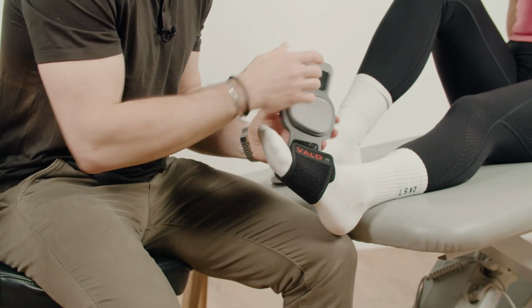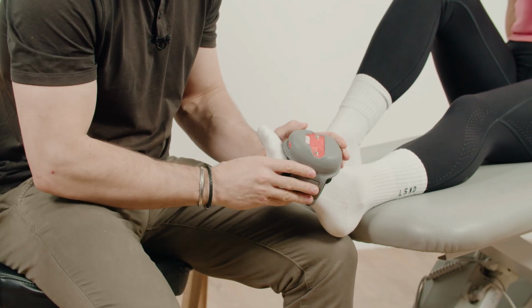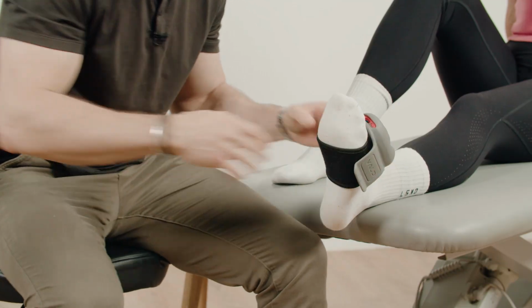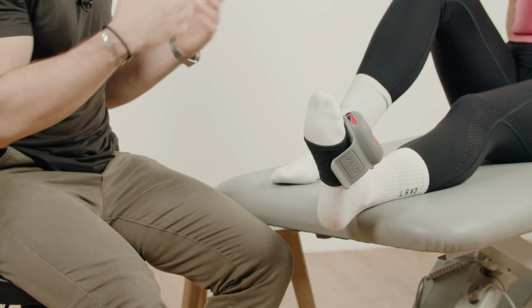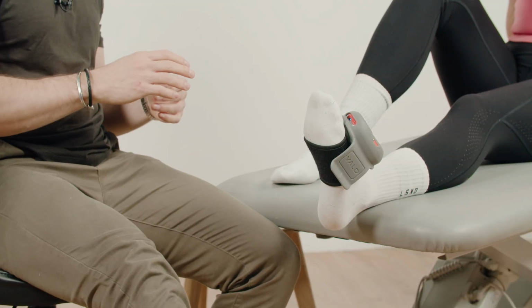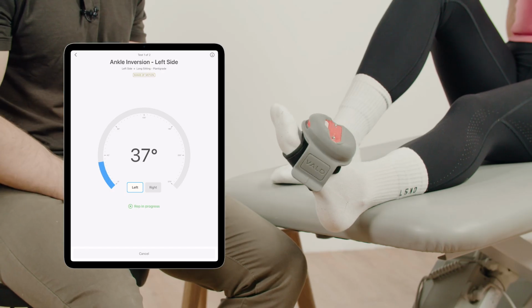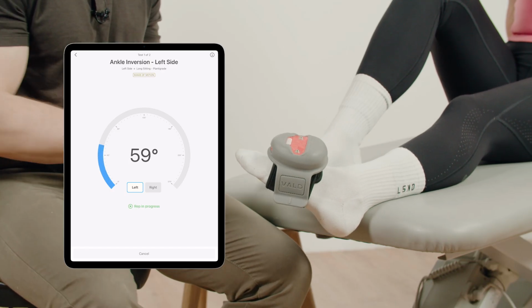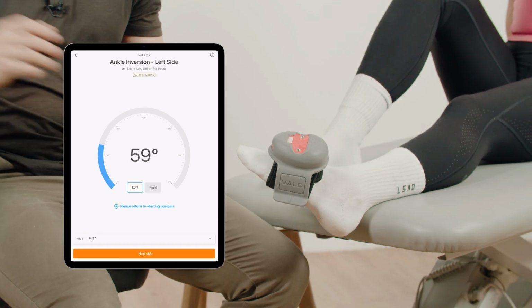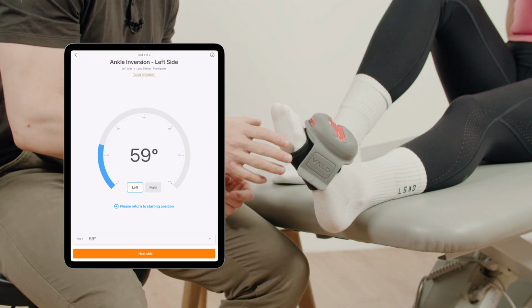I can easily take the device and just strap it onto the individual's foot, put them into a neutral position, and get the test started. What I'm looking for here is essentially how much the patient can invert. So I'll say, Sammy, what I want you to do is just turn your foot in as far as you can, and when you get to the end point, hold. Go for it. Go turn in. Good, and relax from there. I'll get the measure, and then we'll have them return to the starting position.